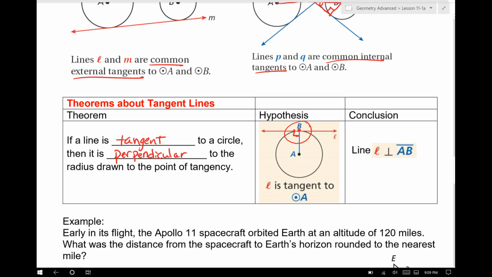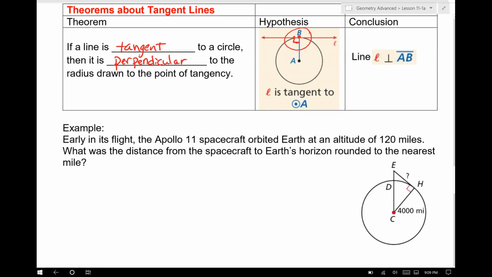All right, so let me give you an example of applying this. It's kind of fun. Okay, so we have right here early space travel, and this is a very simplified version of this. This is not like Hidden Figures type calculations they're doing, but they use those type of things. It says early in its flight, the Apollo 11 spacecraft orbited Earth at an altitude of 120 miles. So where's the altitude of that? That'd be right here. That's 120 right there, my friends. Okay, and then it asked, what was the distance from the spacecraft to Earth's horizon rounded to the nearest mile? So I want to know what this is right here.